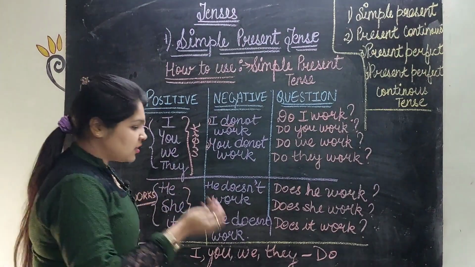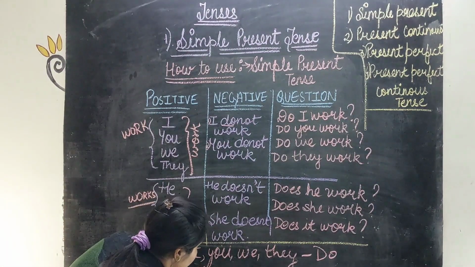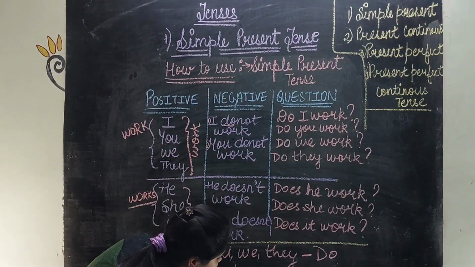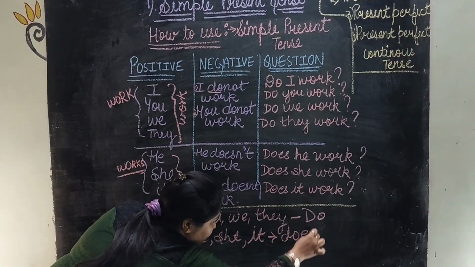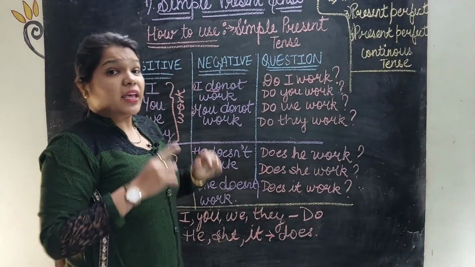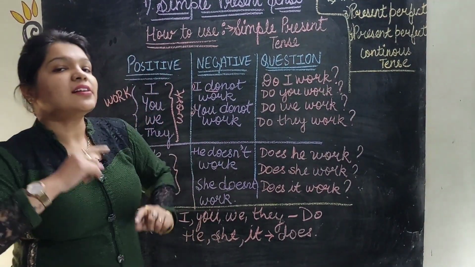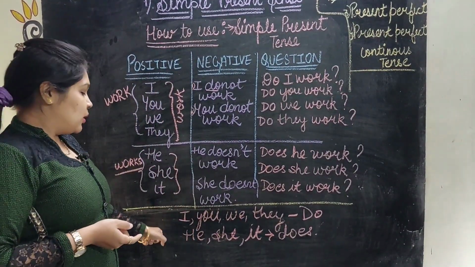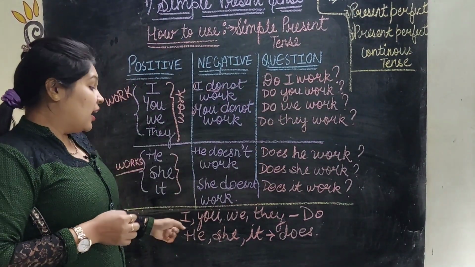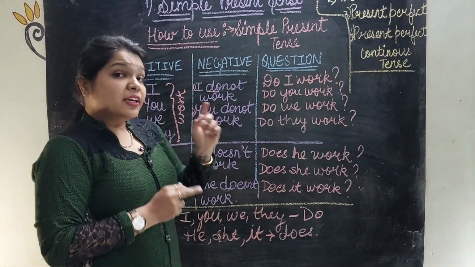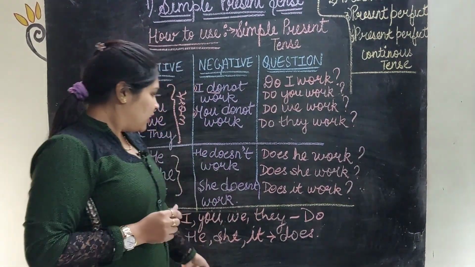He, she, it does. I, you, we, they do. He, she, it does. Okay? Just make a song like this so that you can remember it for longer. I, you, we, they do. He, she, it does. Correct.